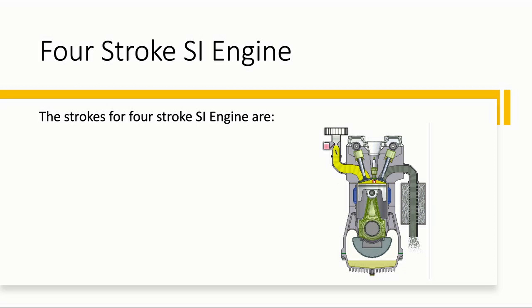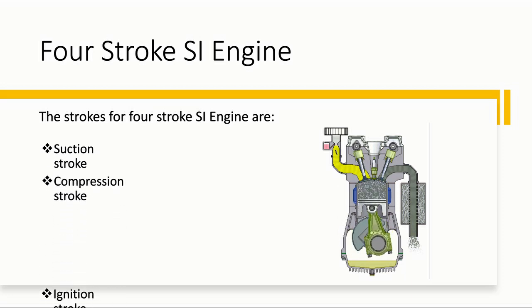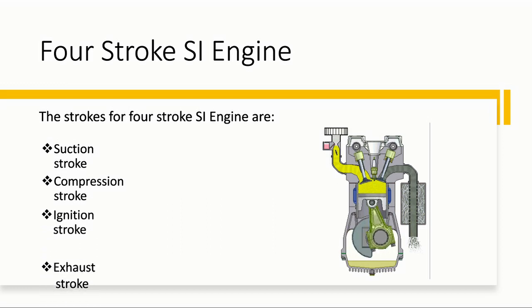In a 4-stroke engine, the piston completes 4 different strokes while turning the crankshaft. The 4 different strokes are the suction stroke, compression stroke, ignition stroke, and exhaust stroke.